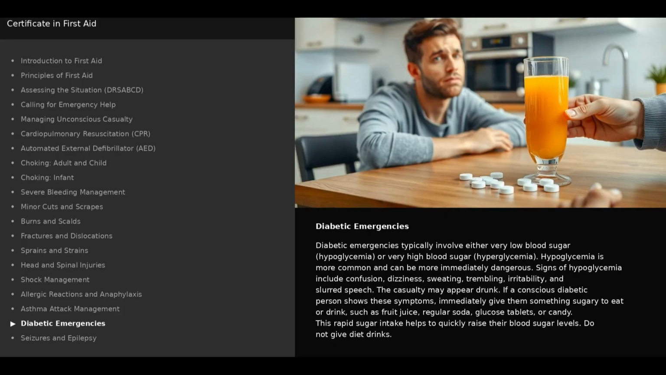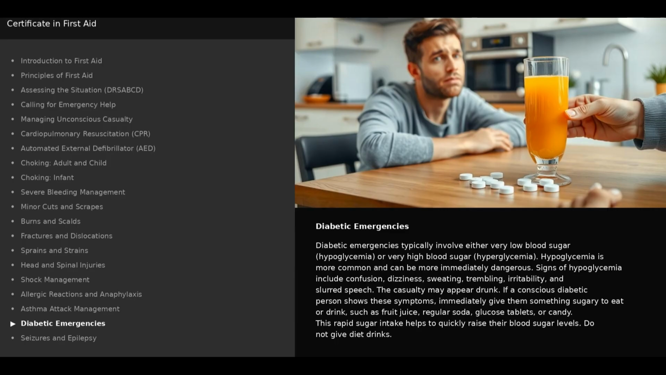Diabetic emergencies. Diabetic emergencies typically involve either very low blood sugar, hypoglycemia, or very high blood sugar, hyperglycemia. Hypoglycemia is more common and can be more immediately dangerous. Signs of hypoglycemia include confusion, dizziness, sweating, trembling, irritability, and slurred speech. The casualty may appear drunk.